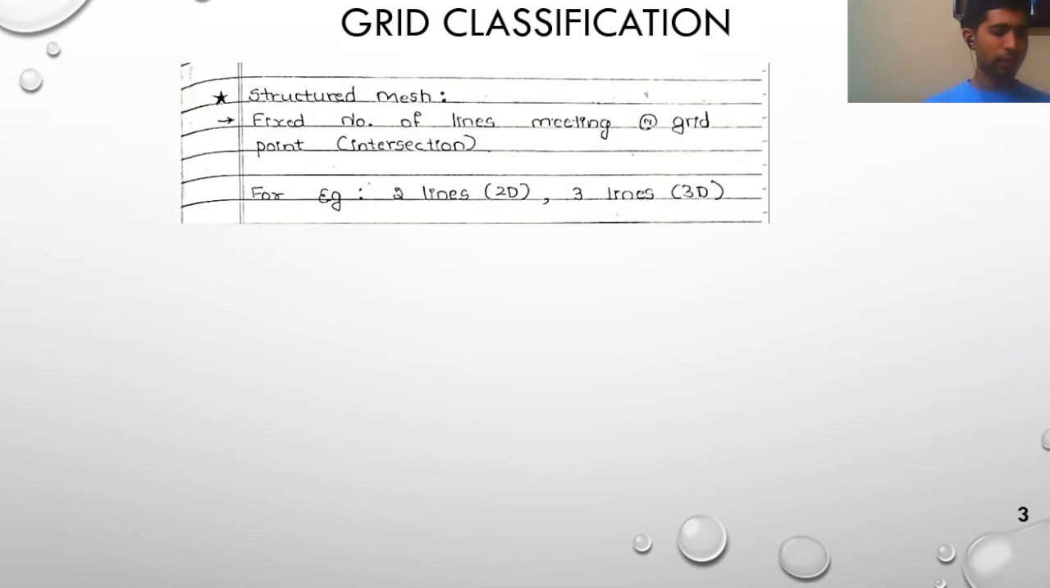As I said just now, we can mainly classify the grids into two types, structured mesh and unstructured mesh. We have to differentiate properly between the structured mesh and unstructured mesh. Usually whenever there is a fixed number of lines meeting at a particular grid point or an intersection, so that you divide the whole domain in such a way that there are a fixed number of lines meeting at any given point, such a division of domain is called a structured mesh.